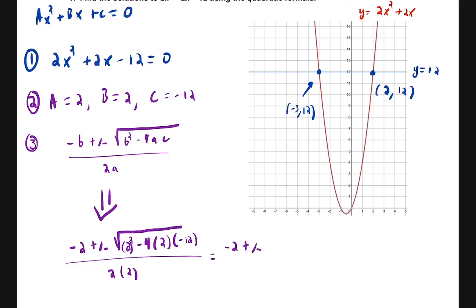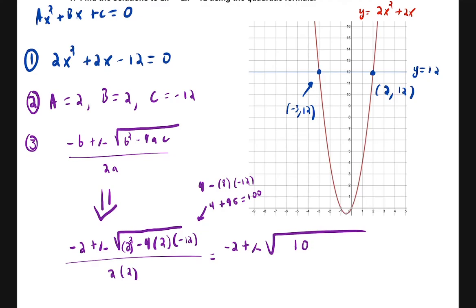Negative 2 plus or minus the square root of, well, this is going to be 4 minus 4 times 2, which is 8, times negative 12. I tried to do too much in my head. So we're going to have 4, and it's going to be plus, because it's a negative times a negative. All right, 8 times 12 is 96. Okay, we're going to have 4 plus 96. We're going to have 100.